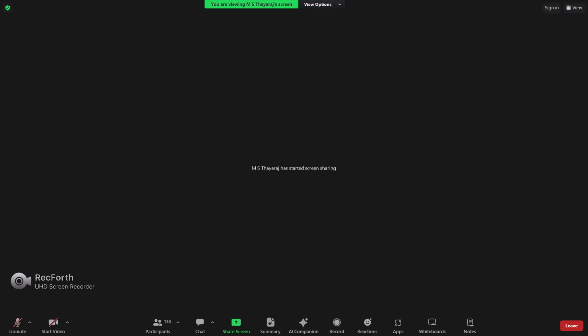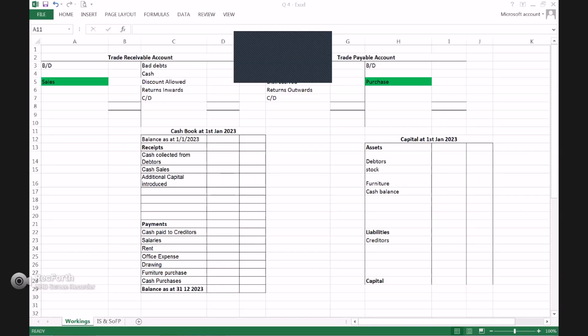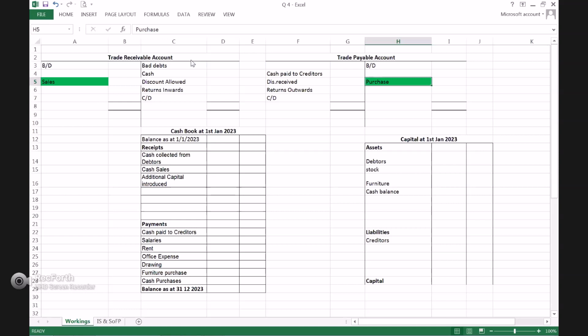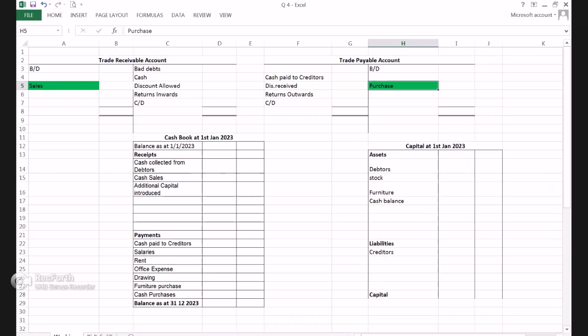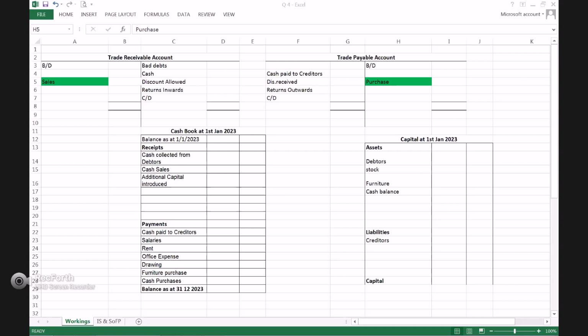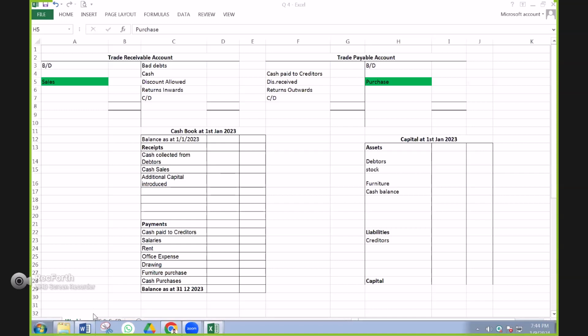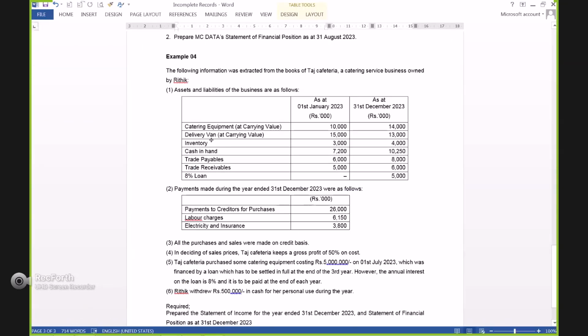We have to prepare these ledgers. First we have to prepare the trade receivable ledger, trade payable ledger, cash book, and the capital. So what is the question? The following information was extracted from Taj Cafeteria. Assets and liabilities and payments for the year are given. Here you have to identify the capital. You have to find out the capital.